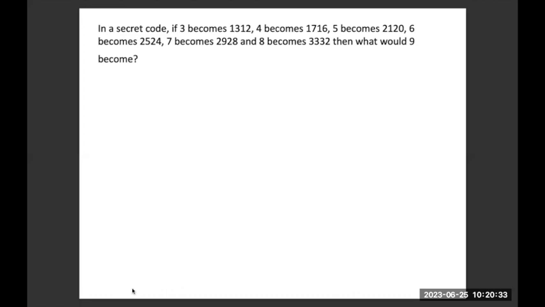This is an exercise in some kind of a coding. You're given 3 becomes 1312, 4 becomes 1716, 5 becomes 2120, 6 becomes 2524, 7 becomes 2928, 8 becomes 3332. Then 9 would become what? There is some kind of a coding involved, and from that coding you have to deduce what number 9 will become. There's some relationship between the single number and the 4-digit number. There are no options given, so you have to write the number. What will 9 become?